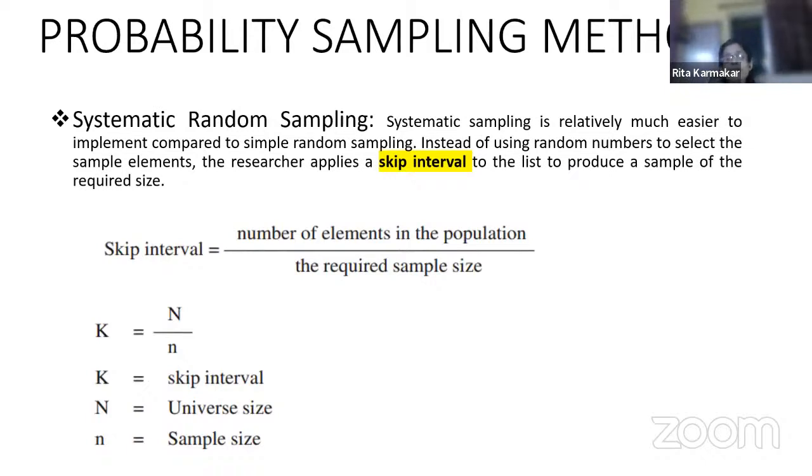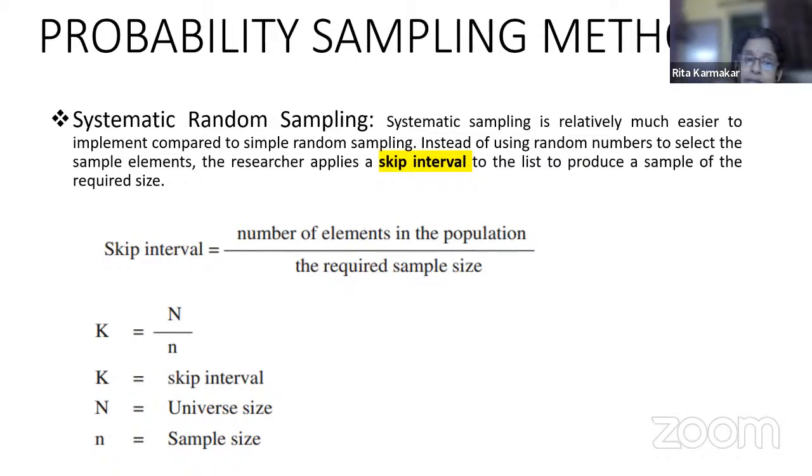Another probability sampling method is systematic random sampling. As you know, it is also based on the principle of randomization. Instead of using random numbers, here the researcher first tries to identify the skip interval in order to select the sample from the population.